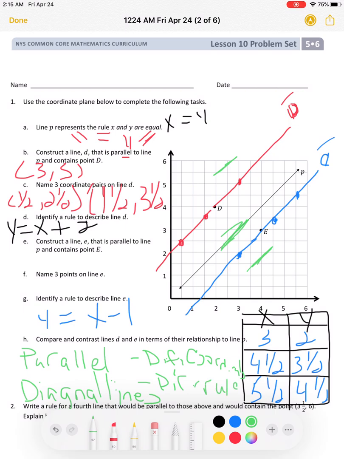Okay? All right, let's see if we can move on. It says, write a rule for a fourth line that would be parallel to those above and would contain points 3.5 and 6. We're going to need some room here, buddies. All right, let me see if I can erase.